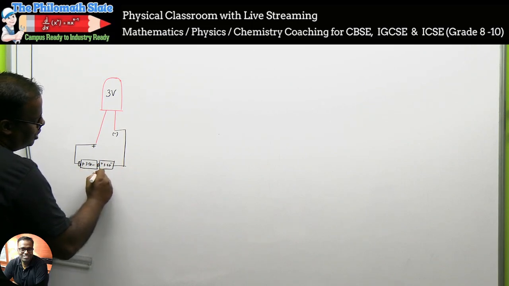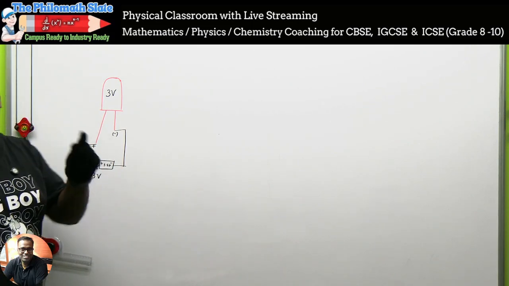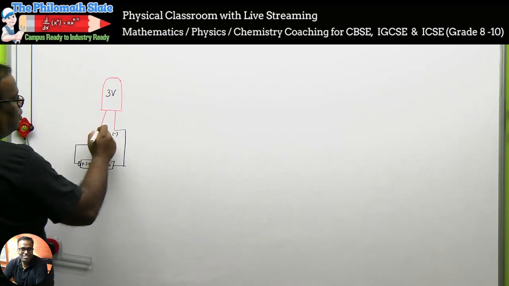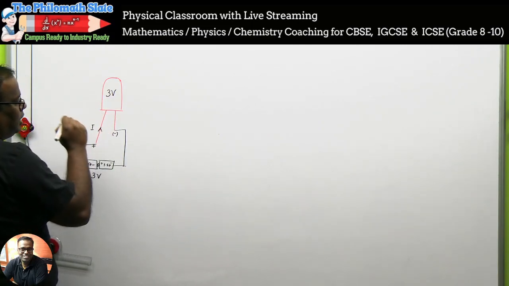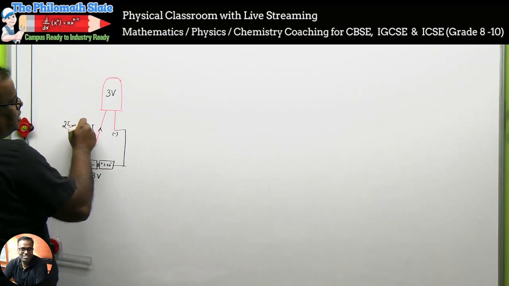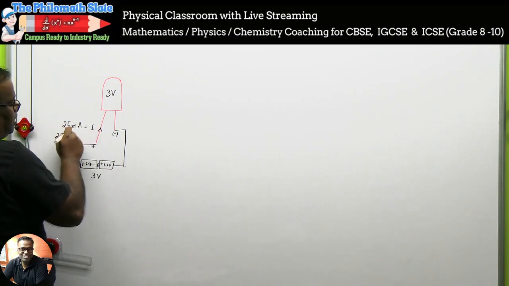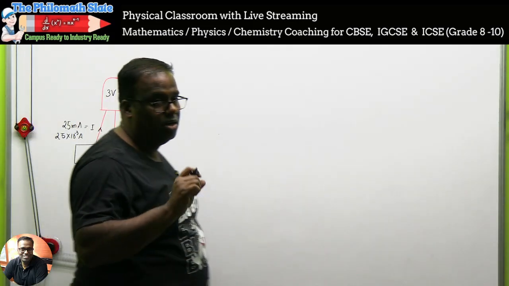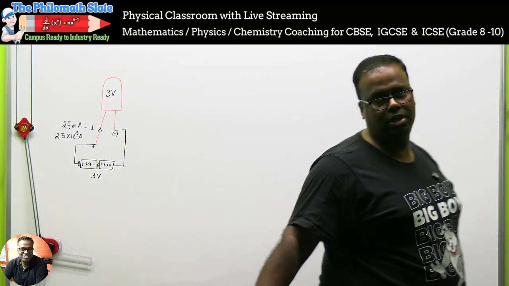So how much are you punching? 3 volt, you are giving 3 volt. The LED will glow happily. When an LED glows, obviously a current is flowing through the circuit. This current is measured to be 25 milliamps, meaning 25 into 10 to the power minus 3 ampere. This much data you have, and these are real proven data. There's nothing wrong about it.